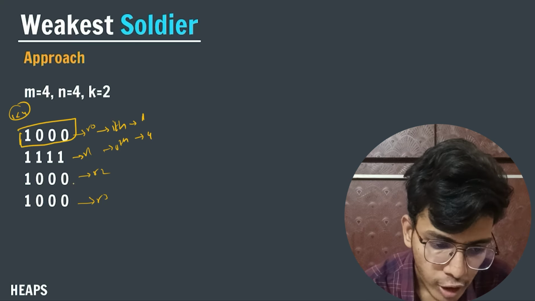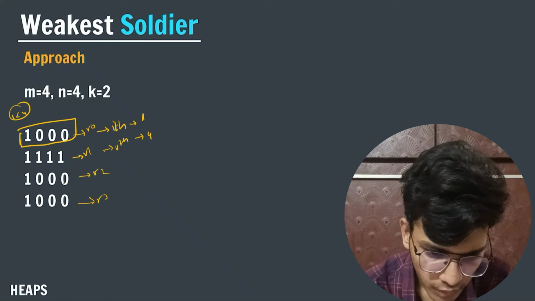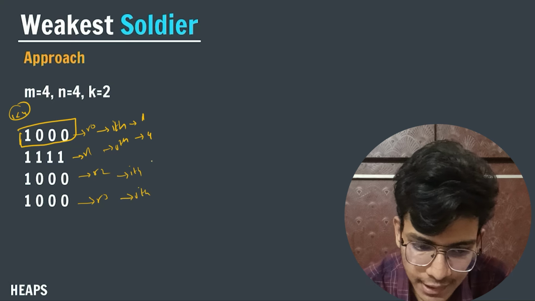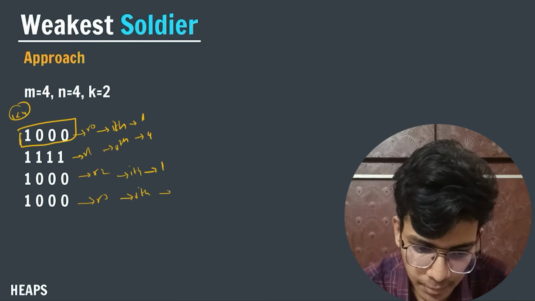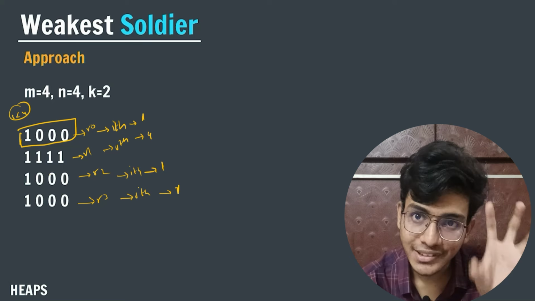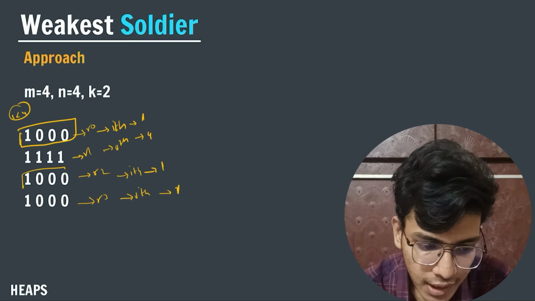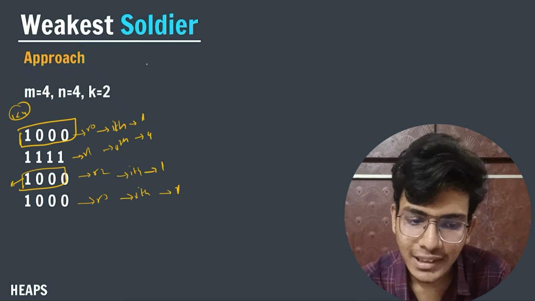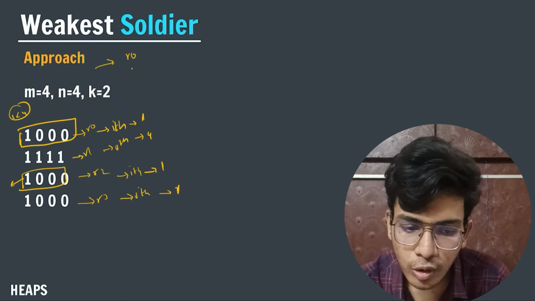Now if you observe row 2, let's say this is the ith row and this is the jth row. Here the number of soldiers is 1. Here the number of soldiers is also 1. But here you can see that it is satisfying the second condition. That is why row 2 will also become a weak row. So the answer for this will be row 0 and row 2.